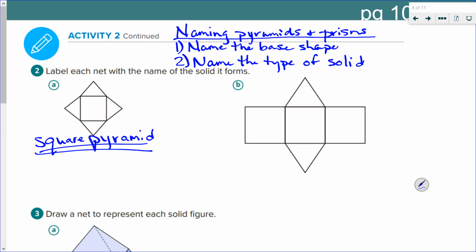Again, if I fold it all up, what's going to happen? Because it has the opposite shape, it's the same. Because it's got two of the opposite shape. The other big key is, are my sides triangles or rectangles? If my sides are triangles, that's a pyramid. If my sides are rectangles, that's going to be a prism. So when I fold this up, those rectangles are all going to come together. What's my base shape?